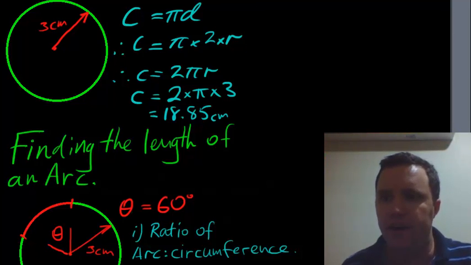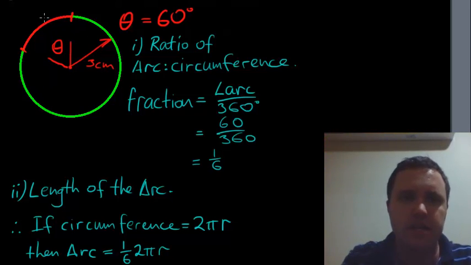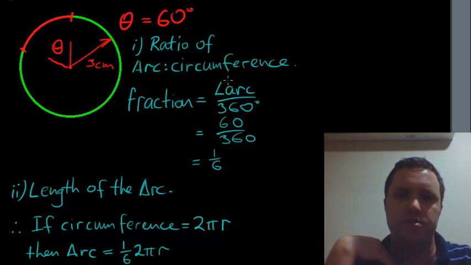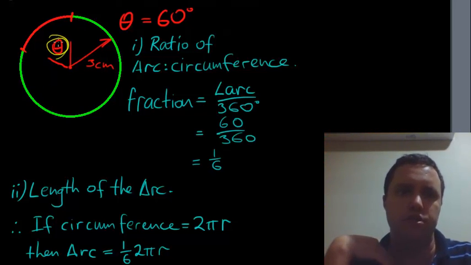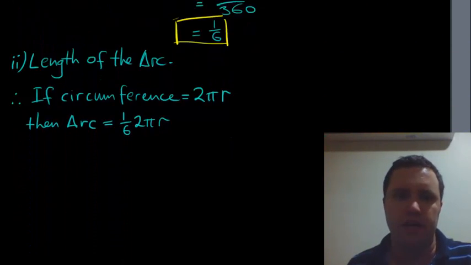Okay, now finding the length of an arc, that's something else that we might have to do. So the first thing we need to do is find the ratio of the arc to the circumference. Okay, so we want to think, how much of the circumference is this arc? So we look at that as a fraction, so it's the angle of the arc over 360. I've just told you that this angle theta is 60 degrees. So that means 60 over 360, so this arc goes 1/6 around the circle here. Okay, then once we've done that, we do our length of the arc.